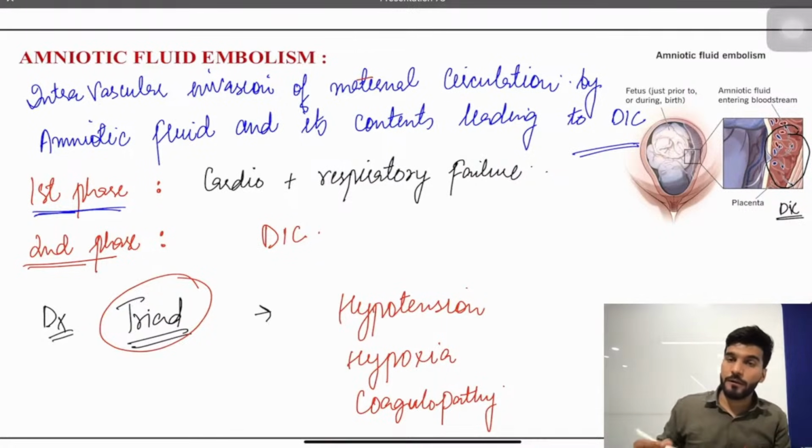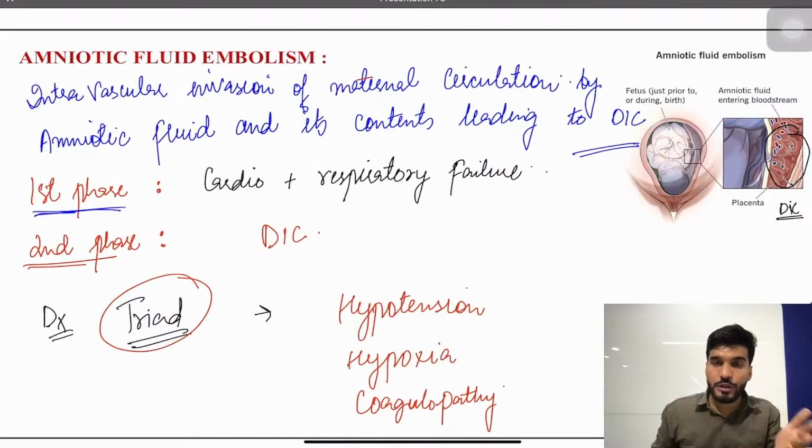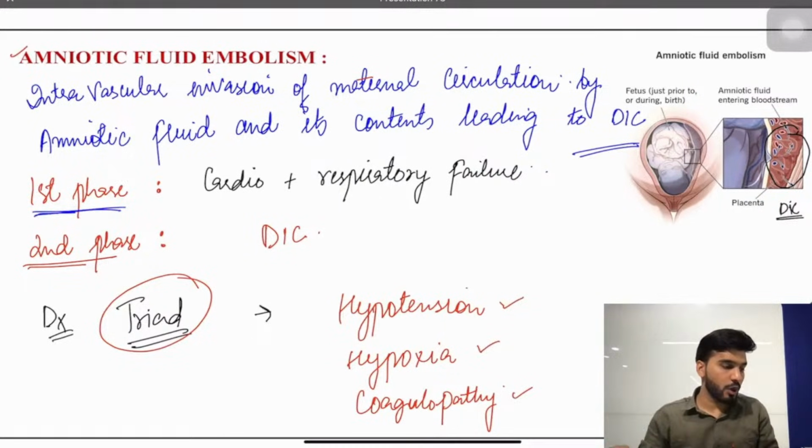So the patient will come with the three features. Even they can mention that the blood pressure was 90/60, breathlessness was present, the saturation was 80. So with the given parameters, you can suspect a case having hypotension, hypoxia and coagulopathy. Okay, that is all about amniotic fluid embolism. So that is all about part 1.